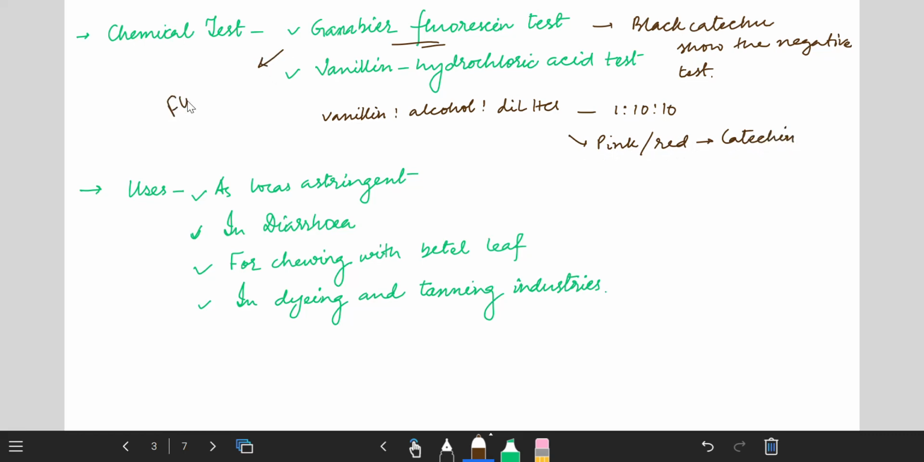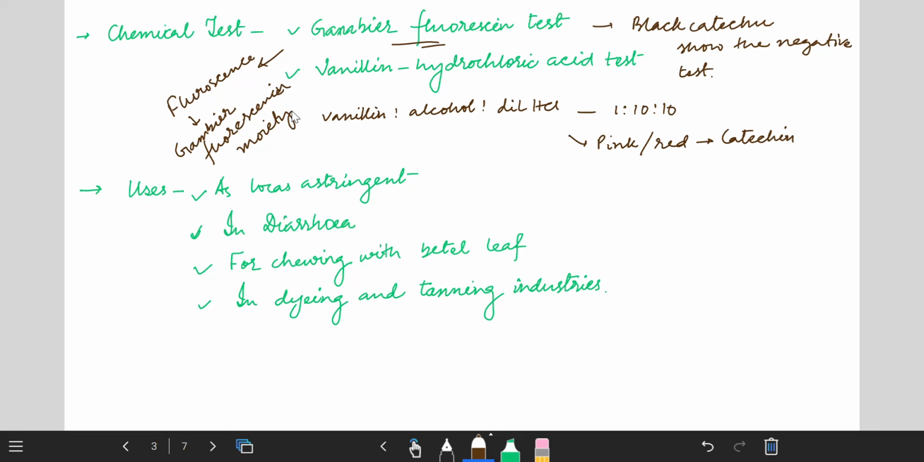In this, fluorescence is shown due to the presence of Gambier fluorescent moiety. Okay, fluorescent moiety. Clear?